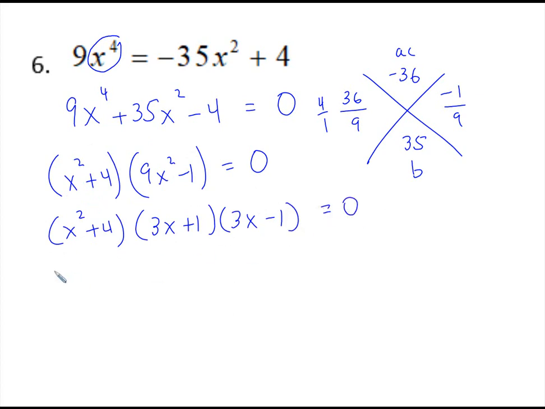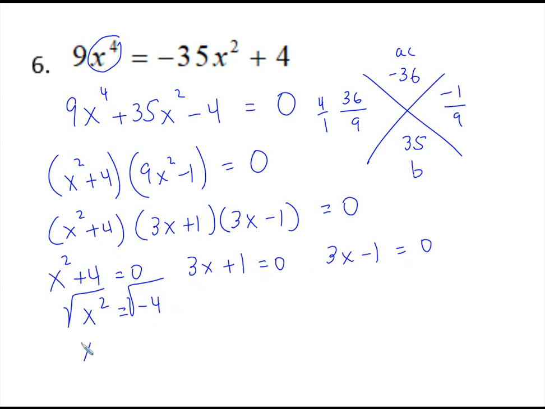Now let's take all of these and set them equal to 0. So we get x squared plus 4, when will it equal 0? 3x plus 1, when will it equal 0? And 3x minus 1, when will it equal 0? So we're going to subtract 4 on both sides, so x squared is equal to negative 4. Square root both sides. So x is going to equal plus or minus 2i. Over here, minus 1 divided by 3, you get negative 1 over 3. Over here, add 1 divided by 3, you get 1 over 3. Okay.